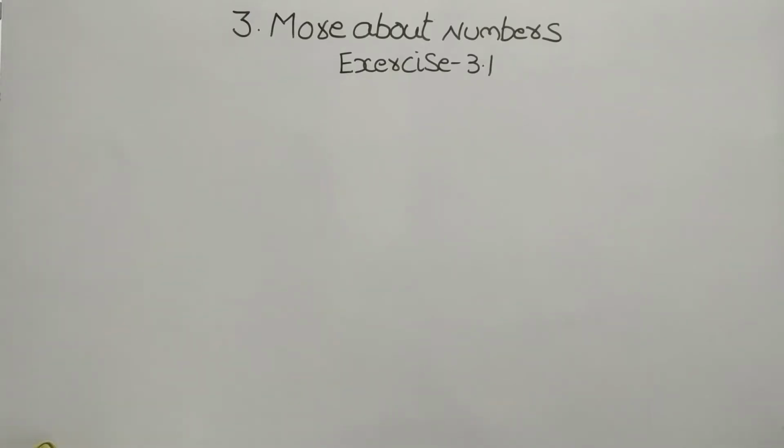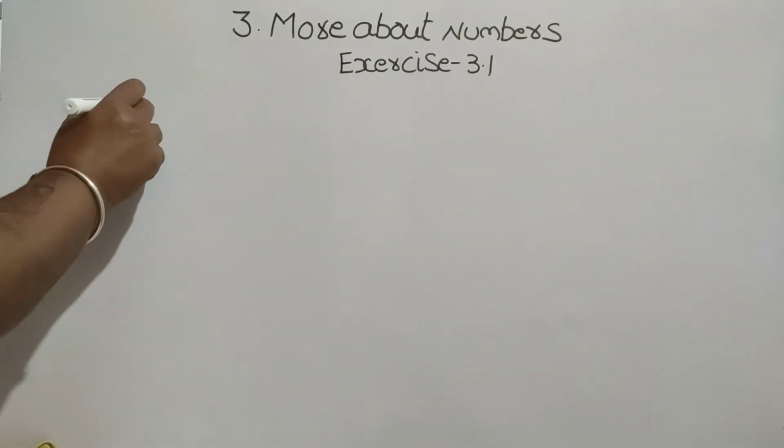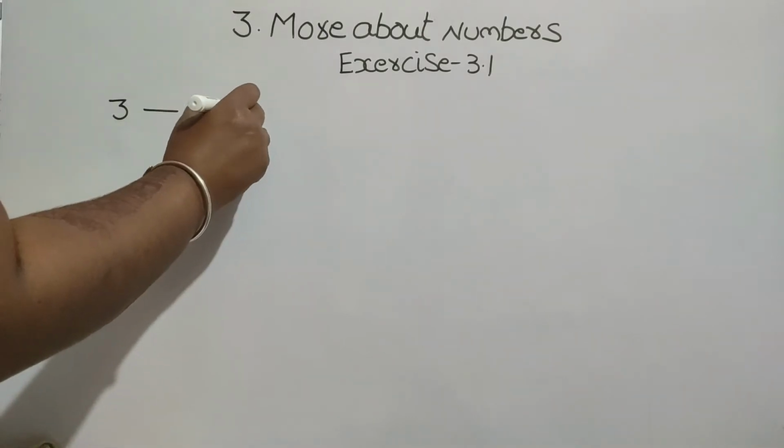First exercise, first question. State if the statements are true or false. If the statements are true or false, we will decide. The first question: when a number is divided by its factor, no remainder is left. 3 is a factor of 15.